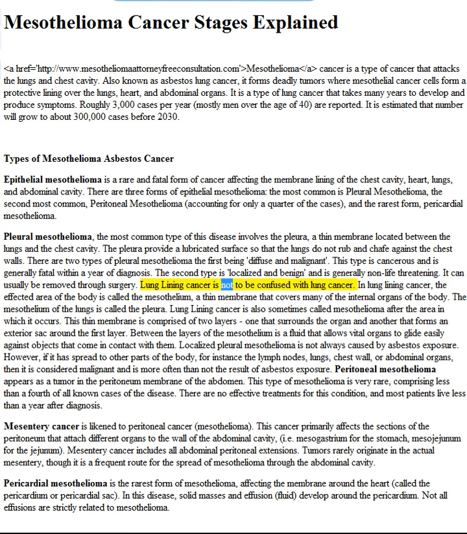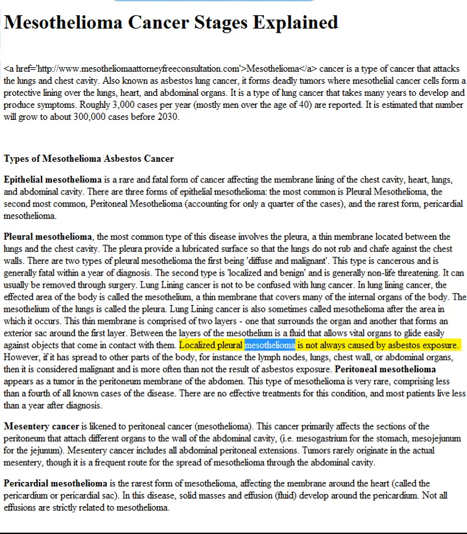Lung lining cancer is not to be confused with lung cancer. In lung lining cancer, the affected area of the body is called the mesothelium, a thin membrane that covers many of the internal organs of the body. The mesothelium of the lungs is called the pleura. Lung lining cancer is also sometimes called mesothelioma after the area in which it occurs. This thin membrane is comprised of two layers, one that surrounds the organ and another that forms an exterior sac around the first layer. Between the layers of the mesothelium is a fluid that allows vital organs to glide easily against objects that come in contact with them.